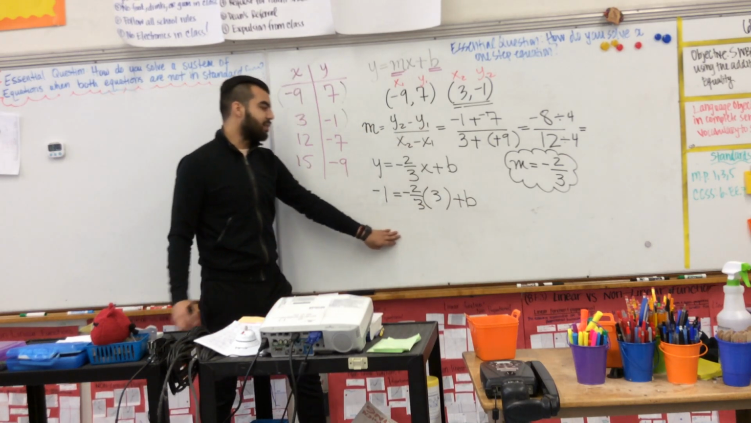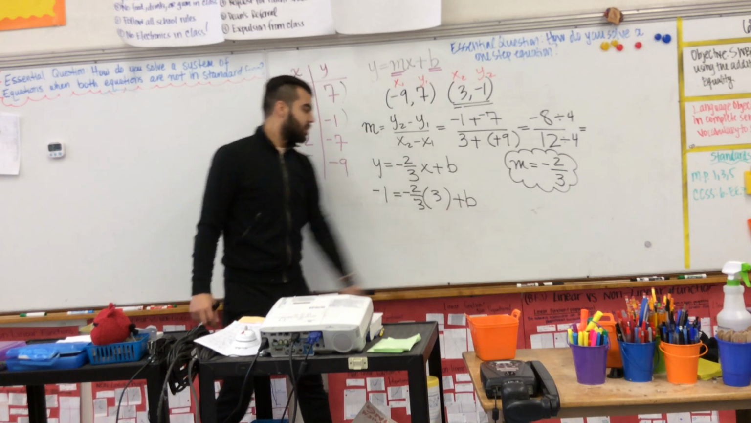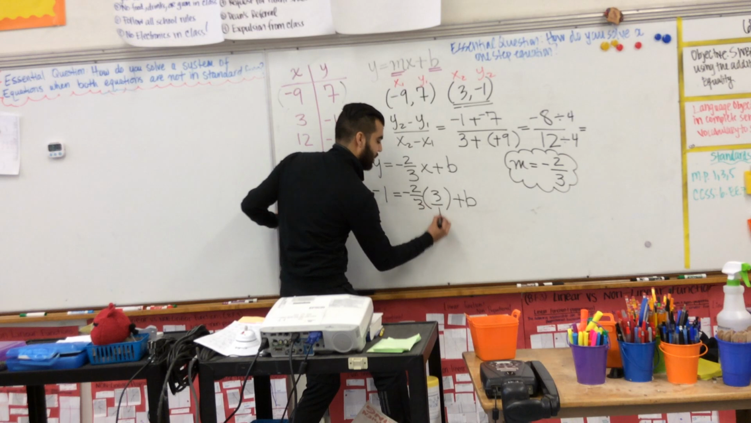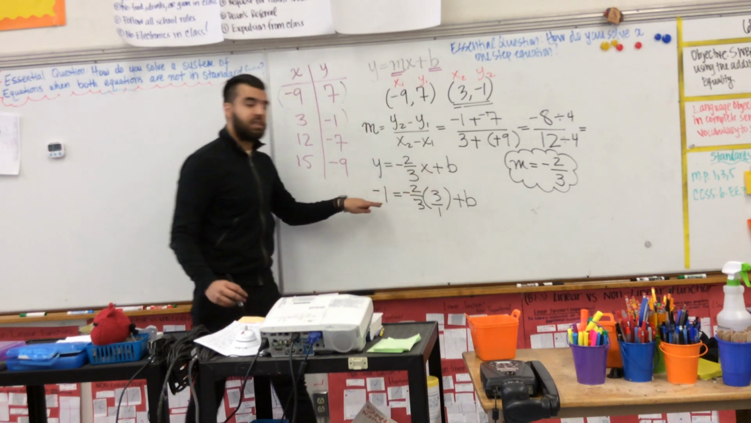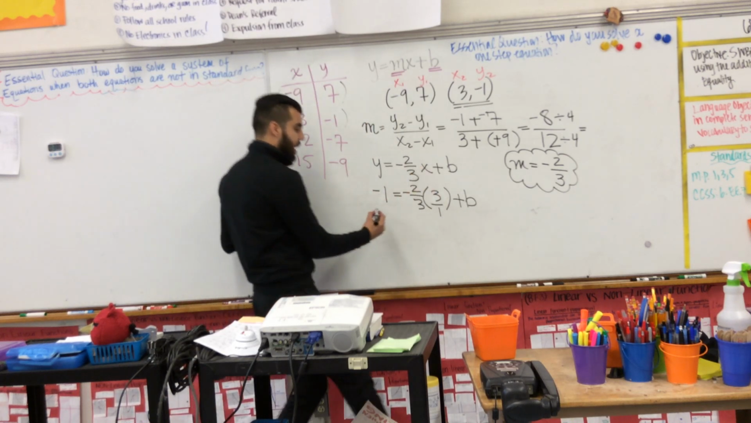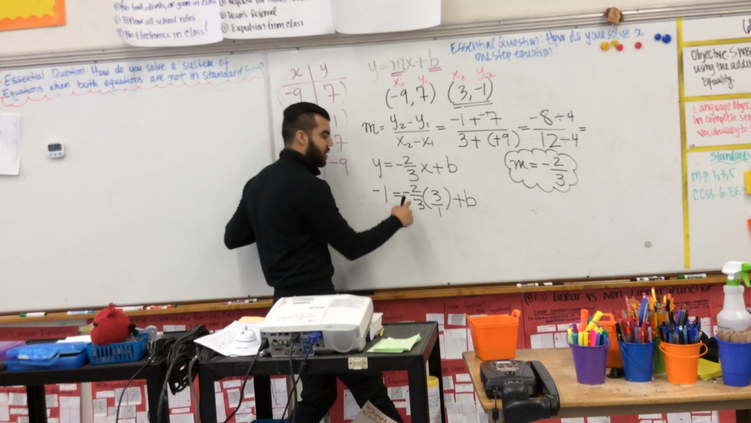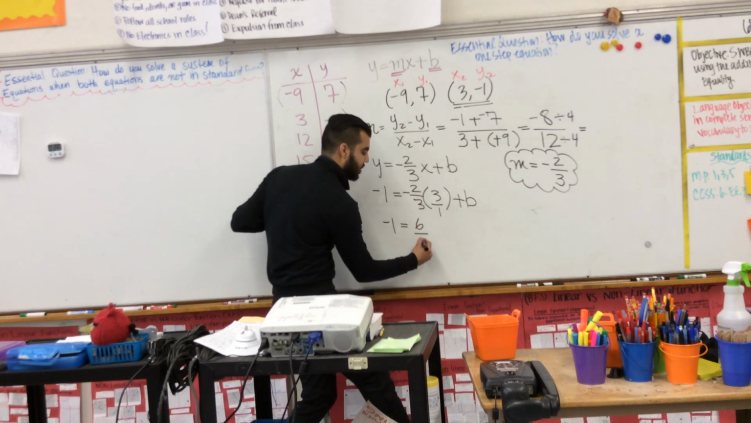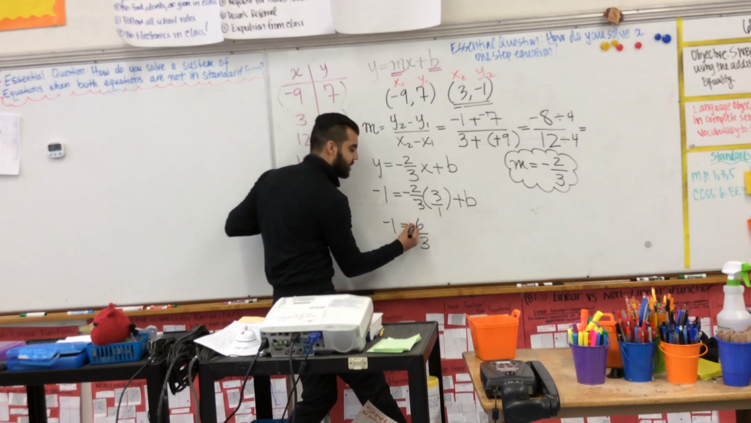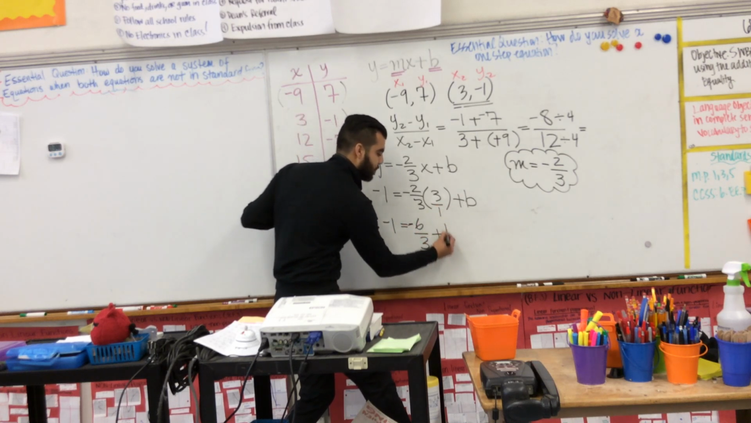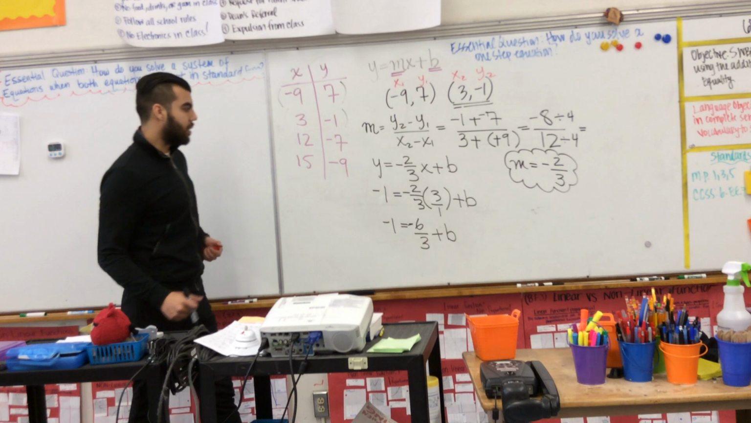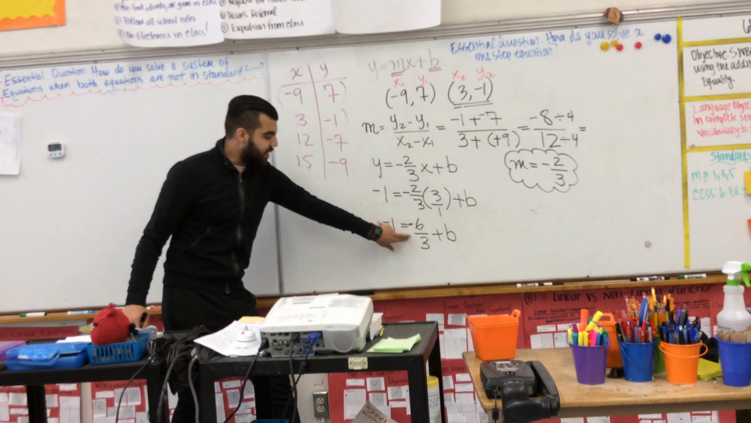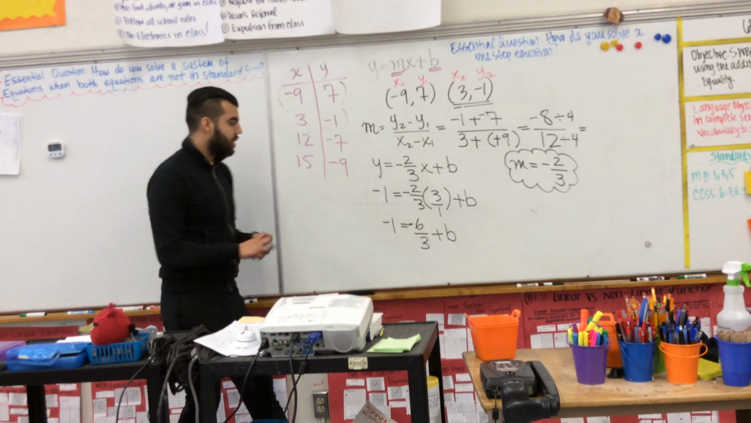Now, you're basically solving a two-step equation, and you want to find what b is. Let me turn this into a fraction just so it makes it easier for me to multiply. So I have -1 equals 2 times 3 is 6, 3 times 1 is 3. Don't forget that negative sign. Plus b. So I have -1 equals -6/3 plus b. I can simplify this fraction or reduce it.